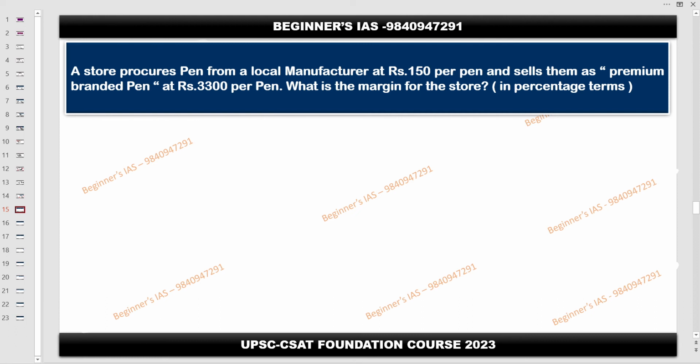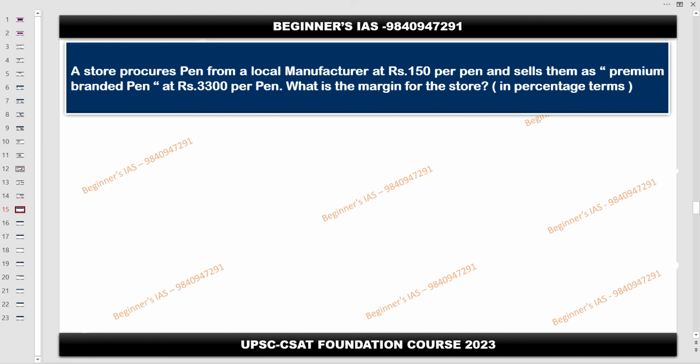A store purchases a pen from a local manufacturer at rupees 150 per pen and sells it as a premium branded pen at rupees 3300 per pen. What is the margin for the store? Keep that in terms of percentage.